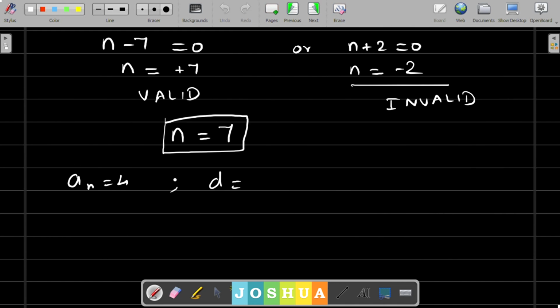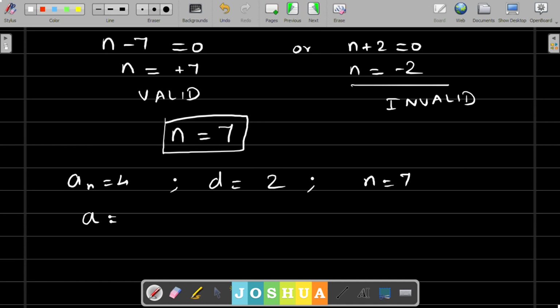d is equal to 2, and n is equal to 7. And what do you have to find? We have to find the a value. Okay, two methods are possible. You can use the Sn formula or you can use the basic formula. I'm going to use the basic formula. You can also try with the Sn formula.